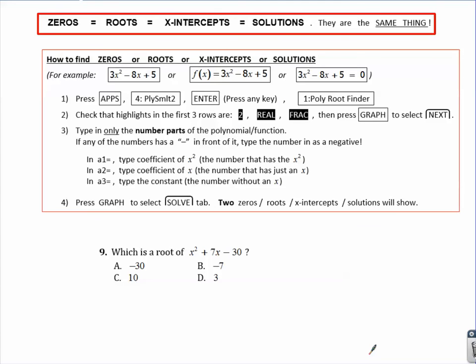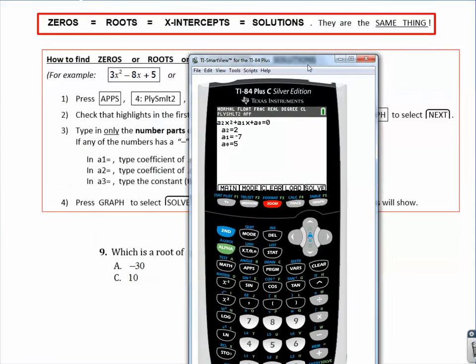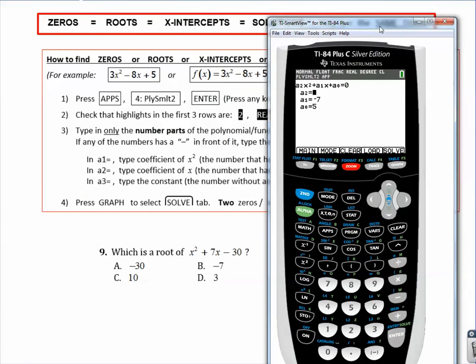So number 9, what is a root of x squared plus 7x minus 30? Remember, roots, intercepts, solutions, and zeros are the same. So I just need to go find my zeros. I can use my app for that. Back here, I need to figure out what I'm plugging in. I'm going to plug in 1, positive 7, and negative 30. So 1, positive 7, negative 30, and solve.